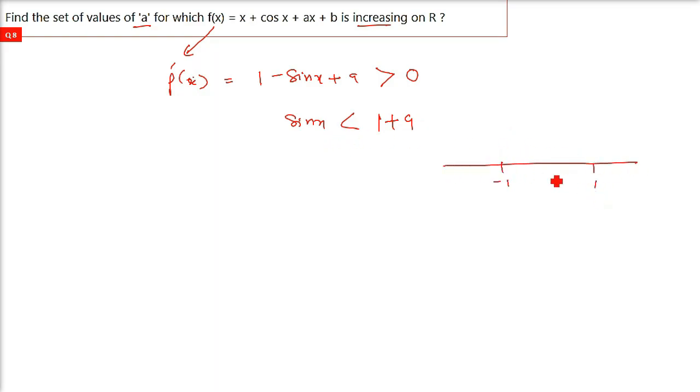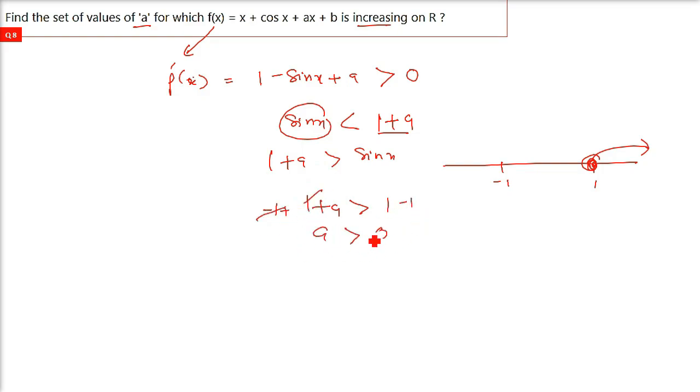This is the other way of saying it. So this is minus 1 and 1. 1 plus a is saying, I am greater than sin x. So what is the biggest value of sin x? Which is 1. So 1 plus a has to be greater than the highest value of sin x, which is 1. So 1 plus a should be greater than 1. When you subtract 1 from both sides, a should be greater than 0. But we need to find the set of values for a, not a single value.